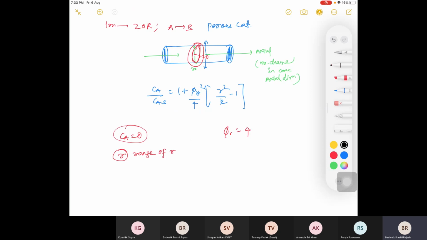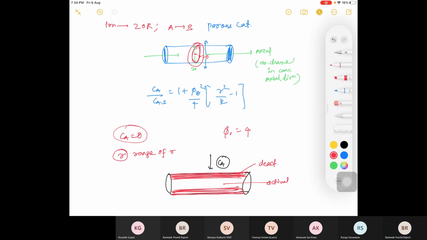How can you calculate? As I explained previously, suppose this is your catalyst. This surface is exposed to your reactant, so what will it do? It will try to consume it. Instead of saying active and non-active area, I'm just saying this area will consume first. And as the reaction progresses, it will consume this whole area, and move here, again here, again here. As it moves inside, this is your deactivated area, and this is your activated area. And here A is your reactant.